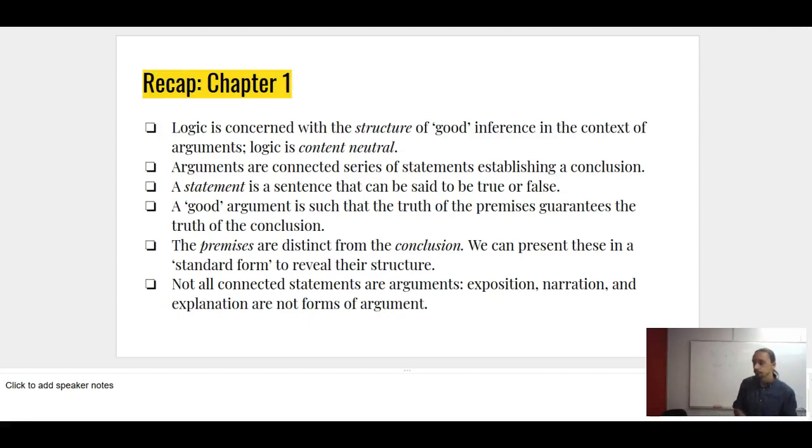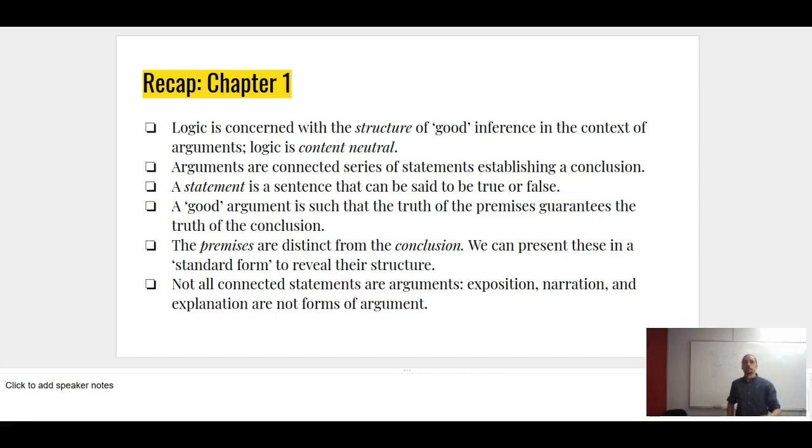All right. So what did we talk about in chapter 1? Logic is concerned with the structure of good inference in the context of arguments. And importantly, logic is content neutral. So what does this mean? When we're dealing with logic, we're not talking about science, induction, statistics, rhetoric, or persuasion. We're talking about something more abstract, more specific: the form of good argument. And form means that it's content neutral. What we're looking at is not specific arguments about specific things in the world, but forms of arguments. Structures such that no matter what you place in the variables' roles, you're going to end up with a good argument.